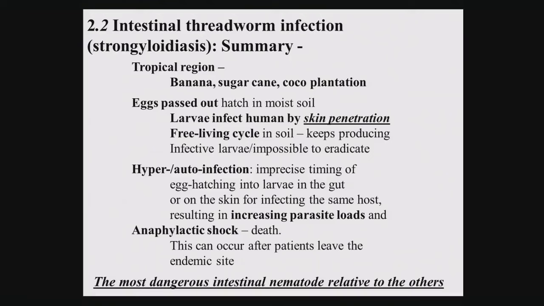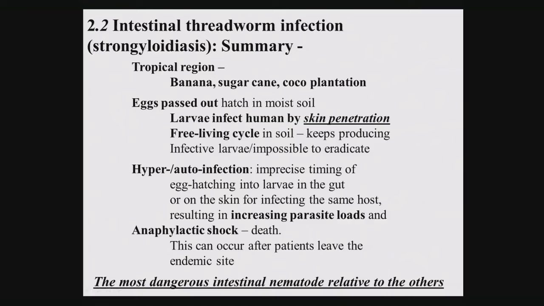The eggs pass out, hatch in the moist soil. This is the principal way of infection. These infected larvae will penetrate your skin to cause infection. Then you have the free-living cycle, I mentioned. And most important is the hyper-autoinfection. The same patient keeps getting infection from the hatched egg into infected larvae, and then you have antigenic shock to death of your patient.